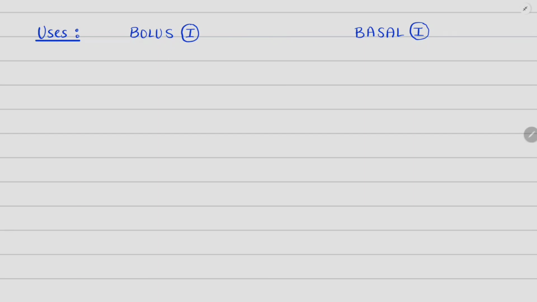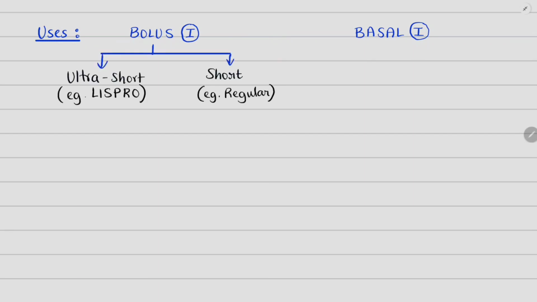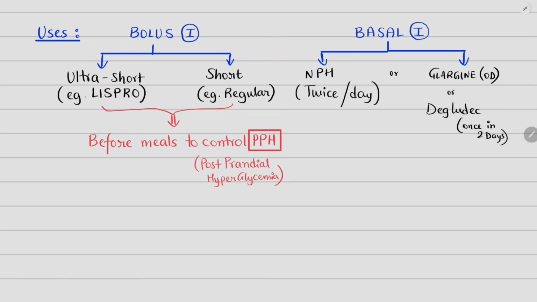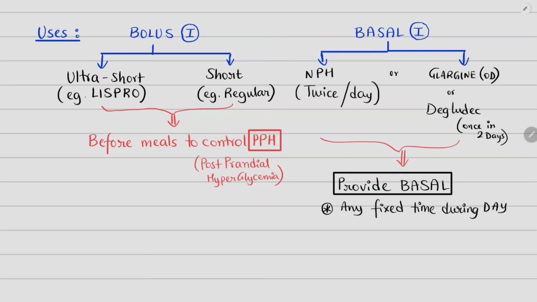So bolus insulin has two types, either ultra short, example Lispro, or short, as I have said, example regular insulin. And basal insulin includes NPH, which is given twice a day since it's intermediate acting, or Glargine once daily, or Degludec once in 2 days. Right. Now bolus insulin obviously are combined and given before meals to control the PPH, postprandial hyperglycemia. And basal insulin, by the basal insulin secretion levels, so they are fixed during any time of the day.